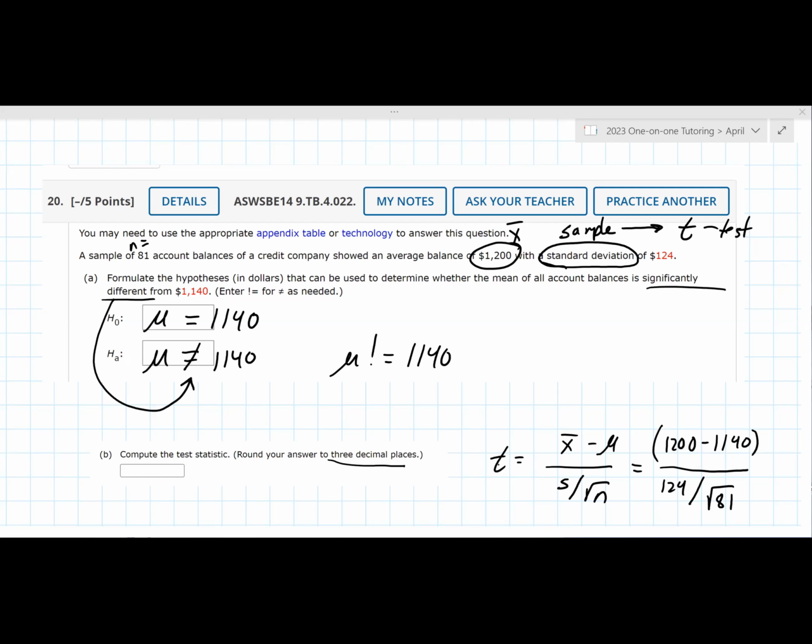Negative 0.0179. We got different numbers altogether. So let me redo mine. Make sure you get some parentheses. I didn't add them that time. I didn't do the parentheses. Okay.